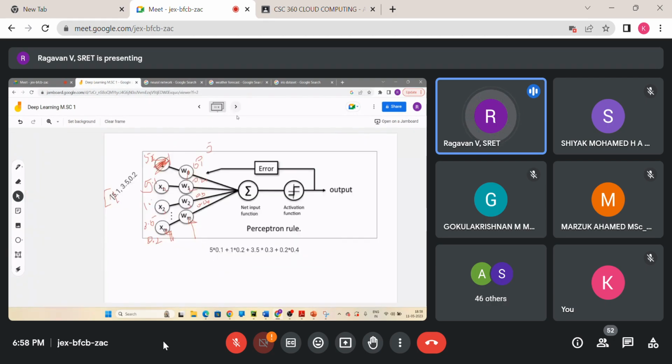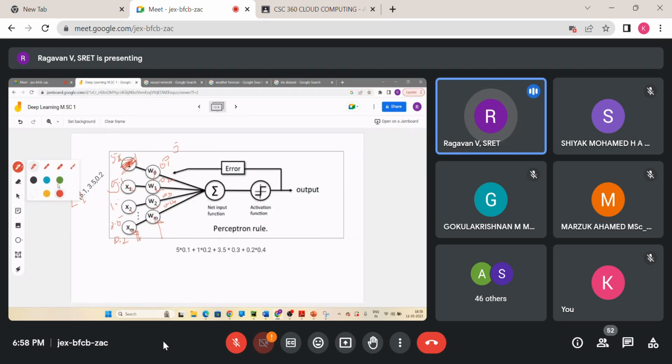Okay, perceptron learning rule formula is sum of xi into wi. Okay, so here i is equal to 1 to 4. 4 inputs I have. So x1, x2, x3, x4. Okay, and this is w1, w2, w3, w4.